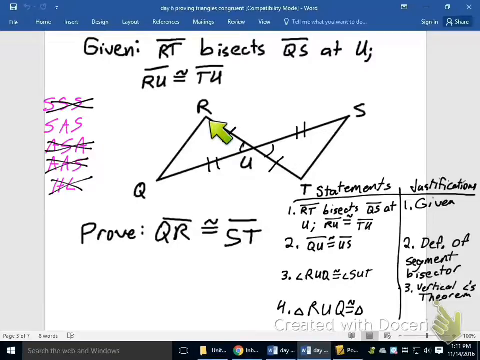If I used R first, T corresponds to R, so it will be TUS is how I named the second one, making sure that my corresponding parts match up. By the way, this was side, angle, side yet again.